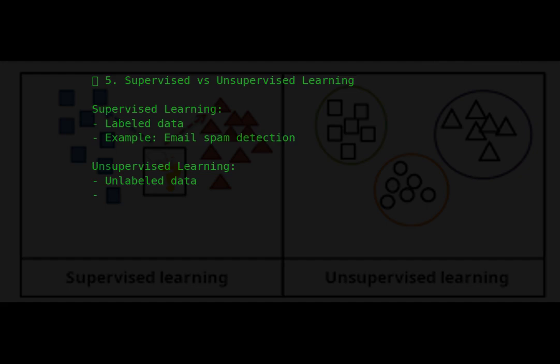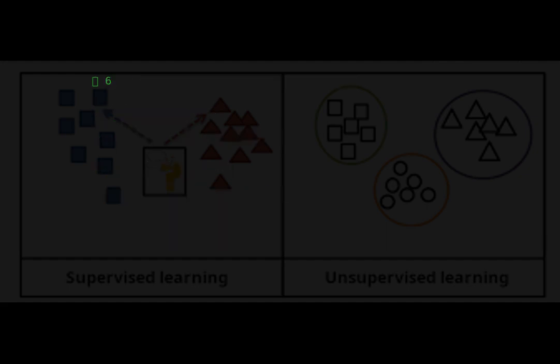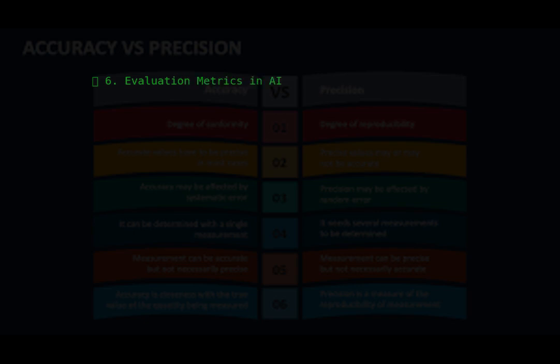Next, in Section 6, we explore evaluation metrics. For classification models, we use accuracy, precision, recall, and the F1 score. For regression tasks, we rely on metrics like mean squared error and the R-squared score.